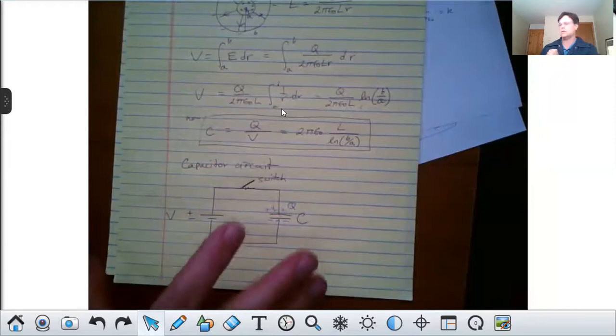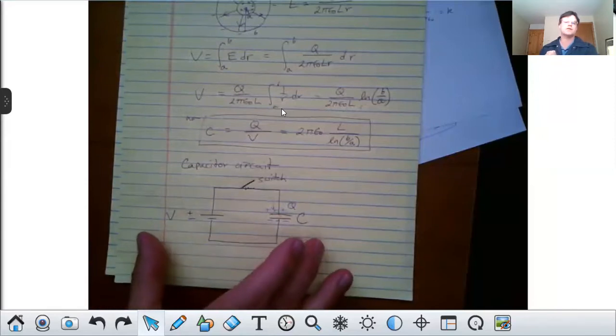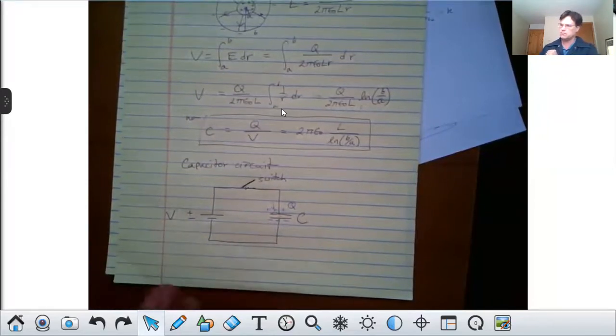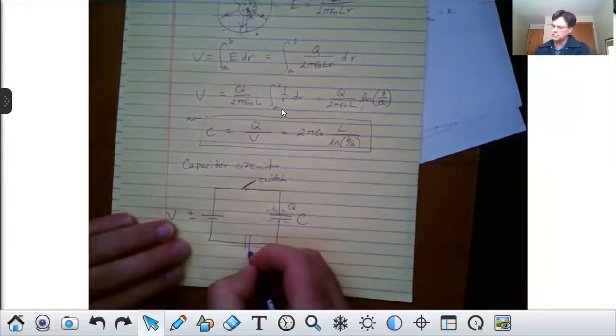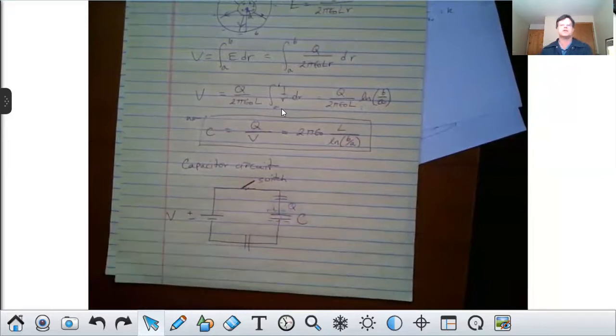But I wanted to show you just the beginning of a circuit here. In the next video, I'll talk about what happens if you have 2 or 3 capacitors in the same circuit. So that'll be the next topic, and we'll stop there for now.